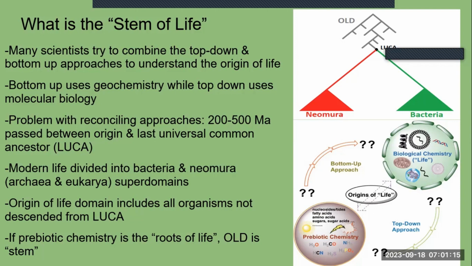today. To sum up what happened in that time period, life went from a simple set of self-replicating reactions to something on par with modern prokaryotes. Needless to say, that is a lot. Modern life is divided into two superdomains, bacteria and neomora, which includes archaea and the eukaryotes. The origin of life domain, or OLD, refers to a functional domain that includes everything that came after the origin of life and before LUCA, and this can be thought of as the trunk or stem of life on Earth.